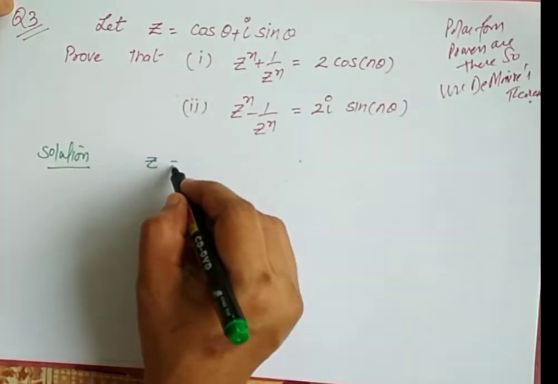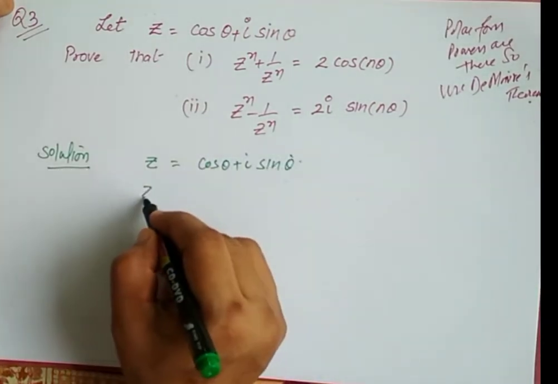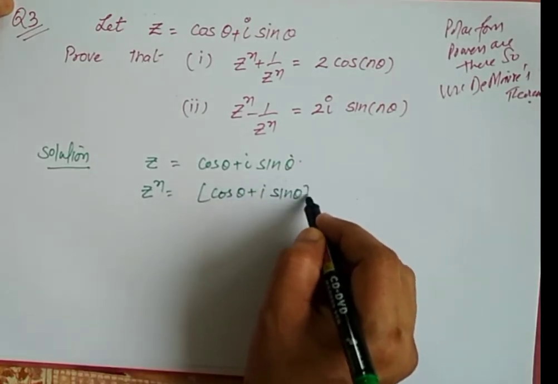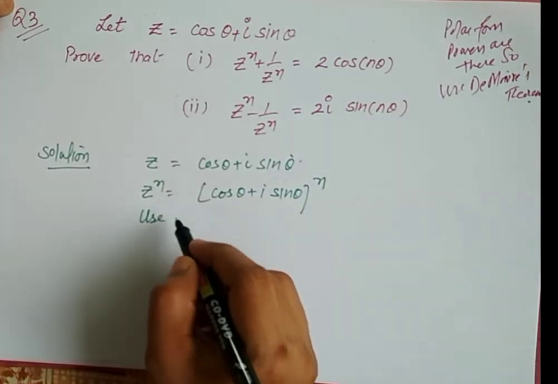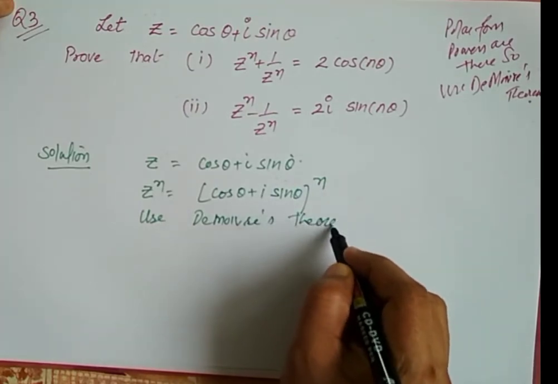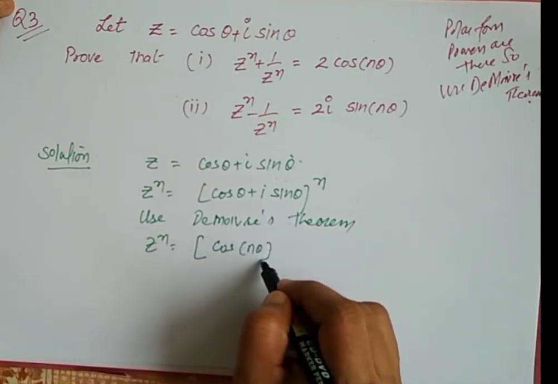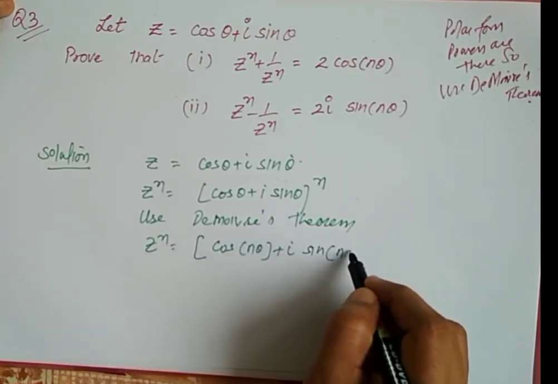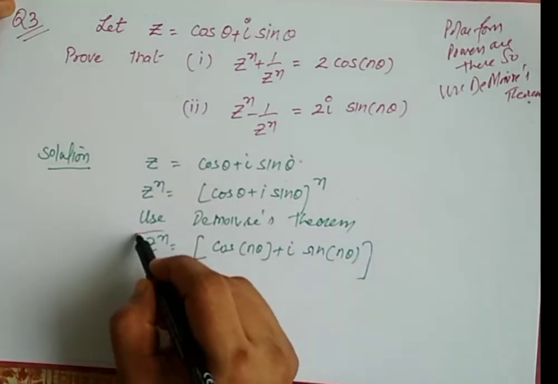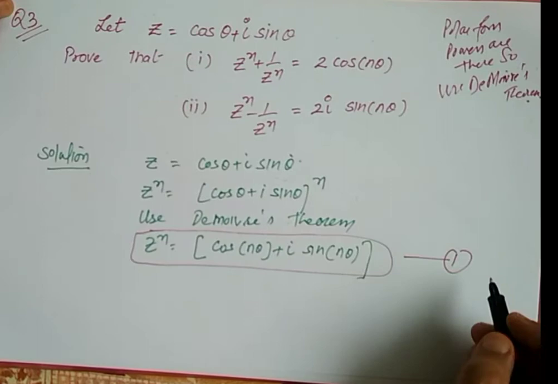We know z equals cos theta plus i sin theta. Then z raised to power n, raised to power n on both sides, (cos theta plus i sin theta) raised to power n. Use De Moivre's theorem. z raised to power n. In De Moivre's theorem, the power becomes the multiplier of the angle. Multiplier of angle. Remember this thing. I am stressing it again and again. So z raised to power n, this one is known to us. Make it equation 1.